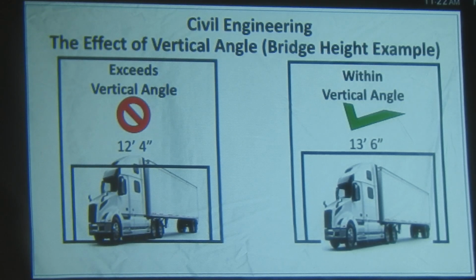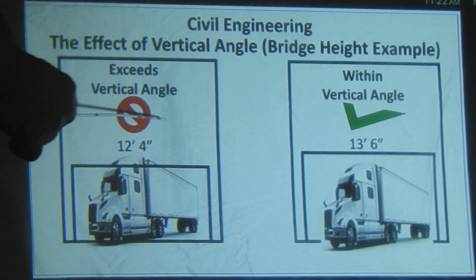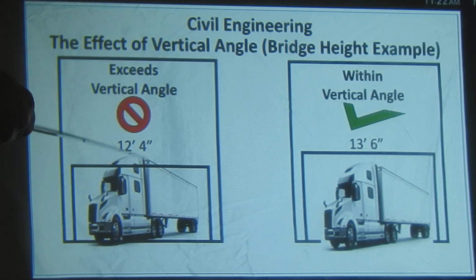The other science, civil engineering. For this one, bridges, the effect of vertical angle, bridge height example. Semis are 13.6. We have two examples. One bridge underneath or underpass is at 12 feet 4 inches high. This would be too low for that semi. That semi would hit the bottom of the underpass of that bridge.